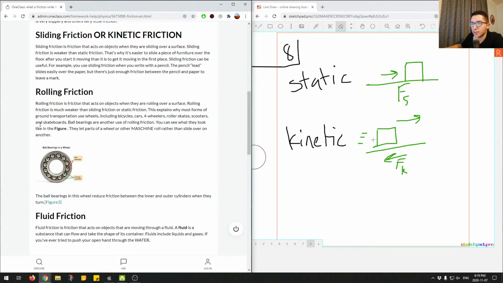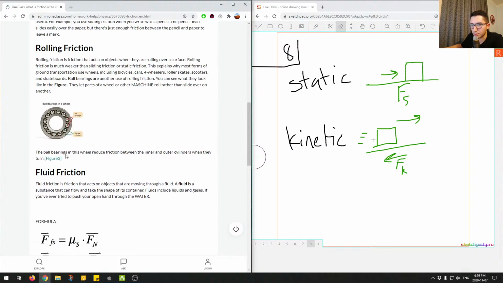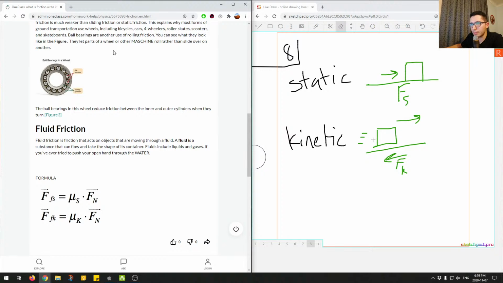You can see what this looks like in the figure. This is just a bearing with a bunch of balls that use rolling friction when this thing turns. You don't really have to worry about this as much, just know the general idea. And then fluid friction is the friction that acts on objects that are moving through a fluid. A fluid is a substance that can flow and take the shape of its container. Fluid can include liquids and gases. So when something moves through a fluid, there is some kind of fluid friction acting on it.